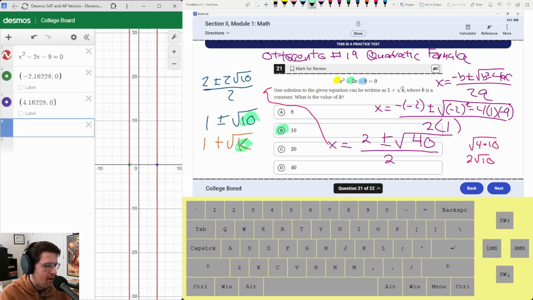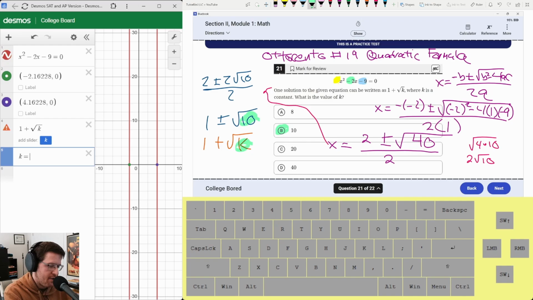Okay, and now I'm going to type in 1 plus root k. And now I'm just going to guess and check. So let's do k equals 8. Doesn't give me one of the numbers, so that's wrong. K equals 10. Oh, gives me one of the numbers. That's right. I bet if I do 20, it's no good. Yep. And I bet if I do 40, it's also no good. Yep. So the answer is 10.